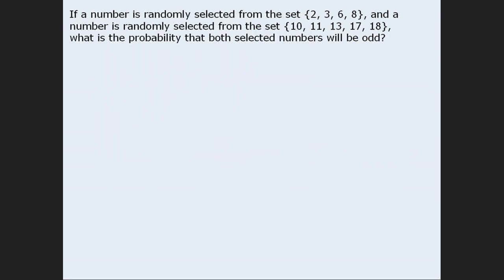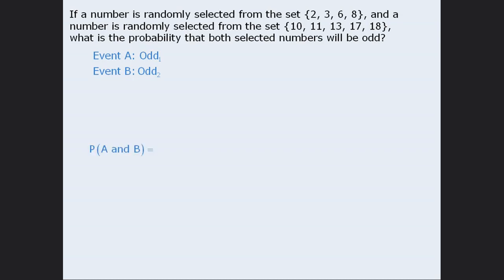Now let's apply our knowledge of dependent and independent events. In this question, we are selecting one number from the first set and one number from the second set. We want to find the probability that both selected numbers are odd. For this question, we'll say that event A is selecting an odd number from the first set, and event B is selecting an odd number from the second set.